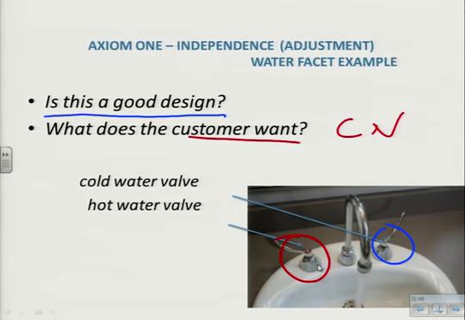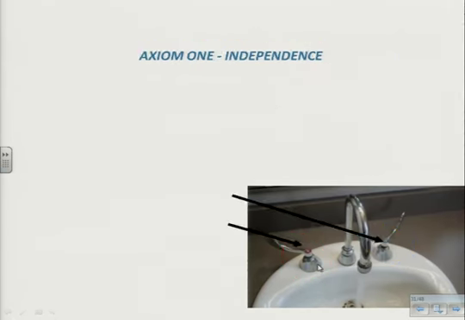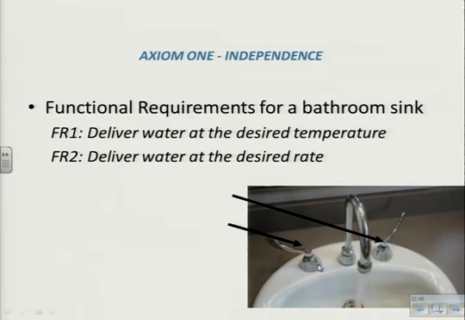So we really can't tell if it's a good design unless we know the customer needs and generate from those FRs. So when we look at a design and are trying to tell is this a good design or not, we need to speculate on what the FRs might be. All right, so let's suppose that the two FRs are the customer need is to wash your hands, and that means I would like water at a certain temperature, and I would like it delivered at a certain rate.